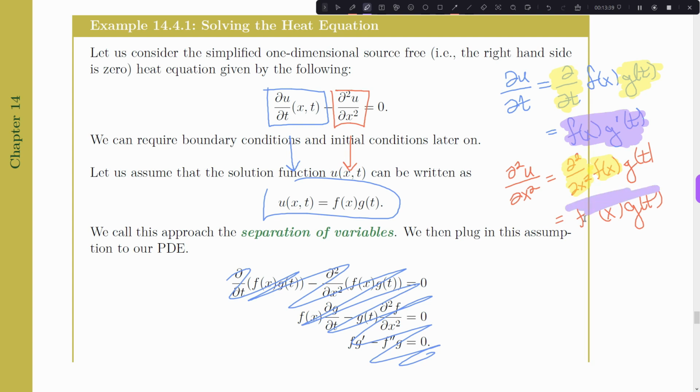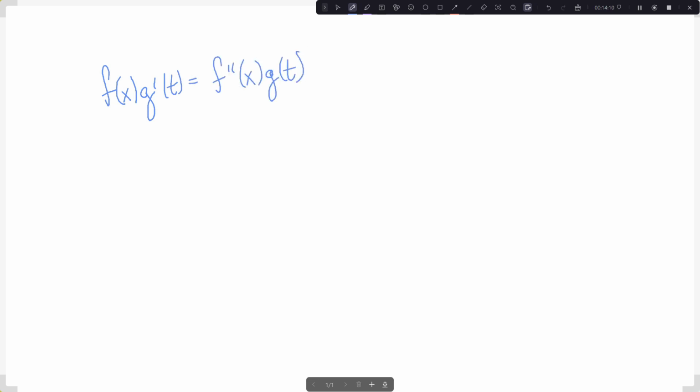So I'm going to jump over to the whiteboard, take a quick moment to memorize what's sitting in the purple highlighter here. F of x g prime of t equals f double prime x g of t. Over to the whiteboard. Like I said, if we memorize correctly, it was f of x g prime of t equals f double prime of x g of t. So you can reverse the video if you want to make sure that's what it said. But this is equivalent to the heat equation, assuming, right, this is that special assumption, assuming u equals f of x g of t. So that's equivalent to the heat equation.